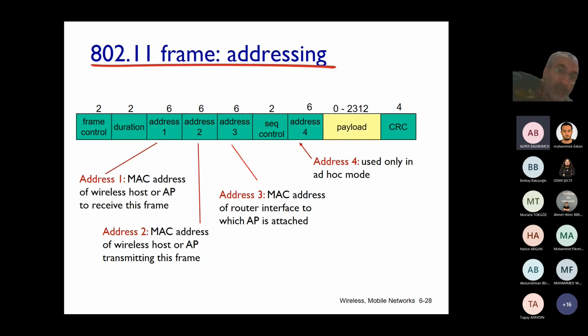Let's look at the frame structure in terms of addressing. In the frame structure, we have addressing fields such as address 1, 2, 3, and 4. Address 1 is the MAC address of the wireless host or the access point to receive this frame. Address 2 is the MAC address of the wireless host or access point transmitting this frame.